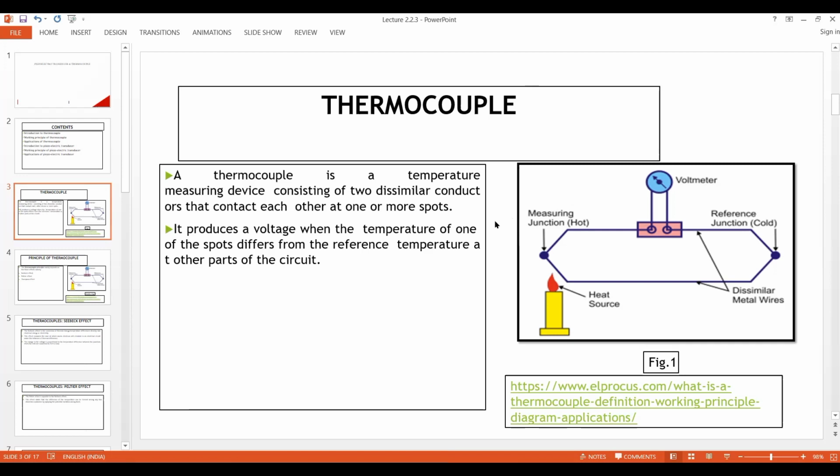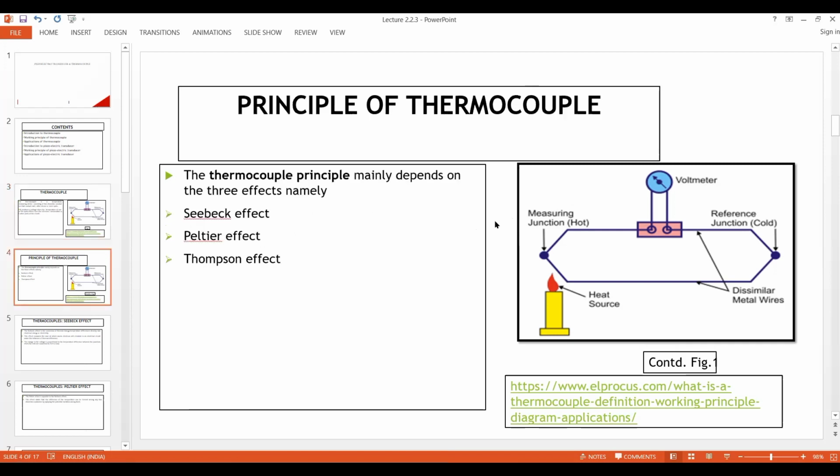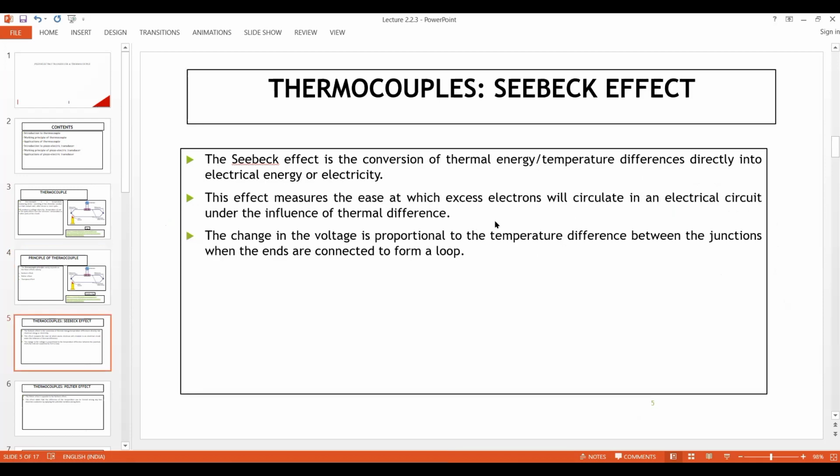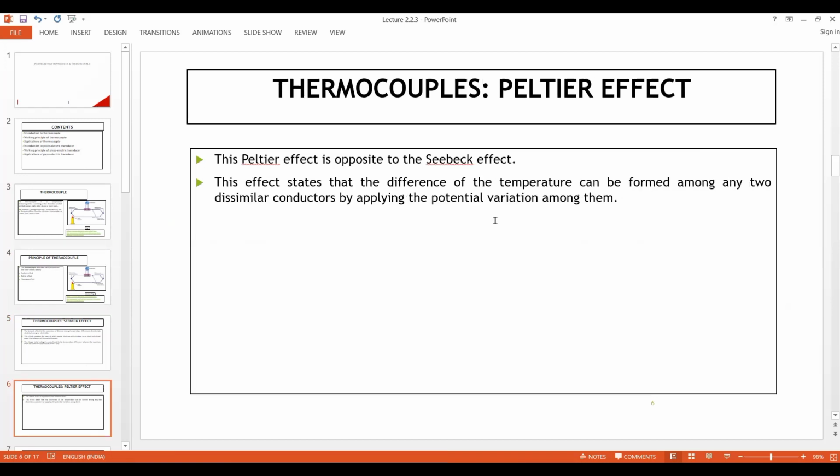It produces a voltage whenever the temperature is different at the two parts of the circuit. Three effects: Seebeck, Peltier, Thomson. The Seebeck effect is basically conversion of thermal energy directly to electrical, but it deals only with the influence of thermal difference. Whereas Peltier says it's just the opposite. It states that a difference of temperature can be formed among any two dissimilar conductors by applying a potential variation among them. So it is just opposite to Seebeck. Seebeck says that if there is a temperature difference, a voltage can be seen. Peltier says if you apply a potential variation, the temperature difference can be seen.